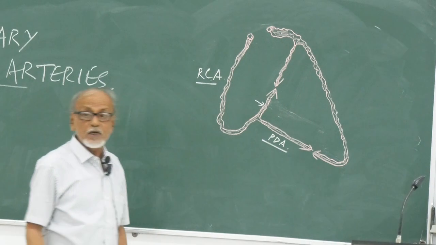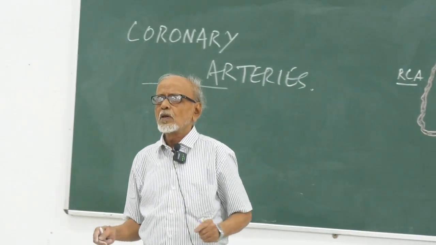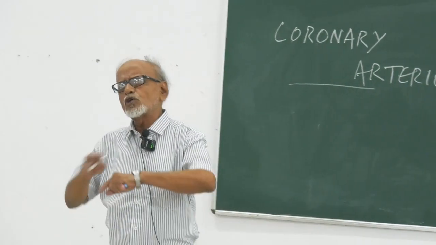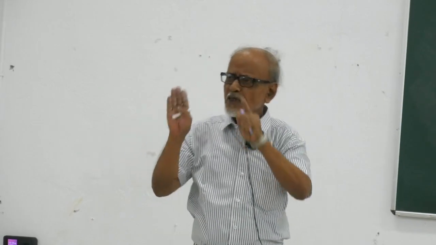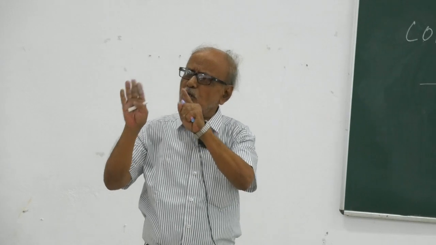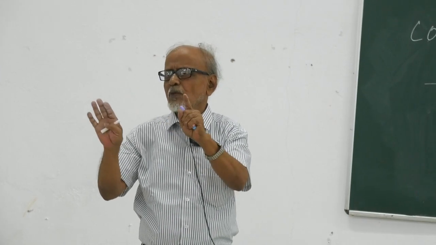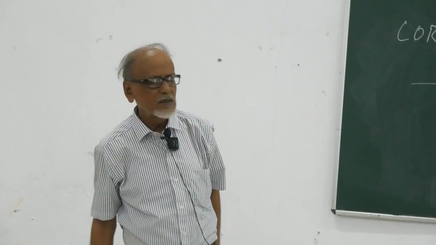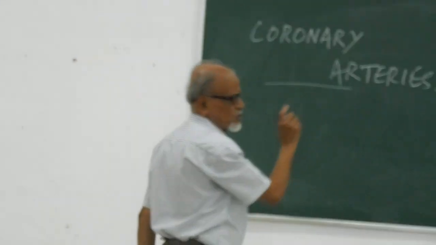Now let us proceed. আমরা কিন্তু অন্য কোনো branches দেখাচ্ছি না. The right coronary artery has got so many other branches. But for now, focus upon this branch only, PDA, posterior descending artery, and the main trunk.